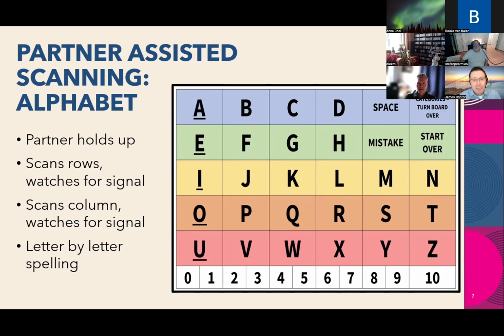And as you see, we have a button that says mistake. Mistakes happen, and we need a way to indicate that and a way to start over if needed. Sometimes it's okay to guess what the person is trying to say once they've started spelling a word, but we want to ask their permission because sometimes being interrupted like that can be a little bit frustrating.